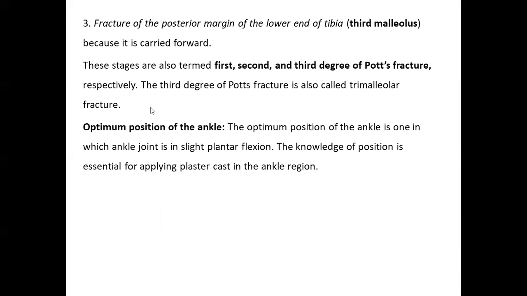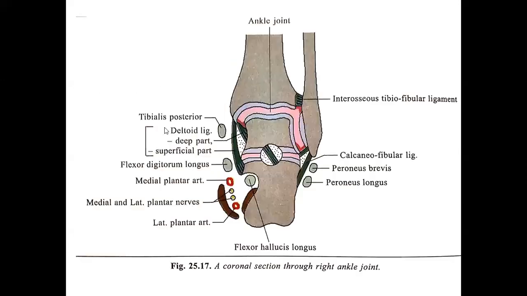What is the optimal position of the ankle? The optimal position of the ankle is one in which the ankle joint is in slight plantar flexion. The knowledge of the position is essential for applying a plaster cast in the ankle region. Then one topic that is left is the movements of the ankle joint. I said we have dorsiflexion and we have plantar flexion. What are the principal muscles that cause dorsiflexion? The principal muscle that causes dorsiflexion of the ankle joint is tibialis anterior. Accessory muscles are the extensor digitorum longus, the extensor hallucis longus, and peroneus tertius.